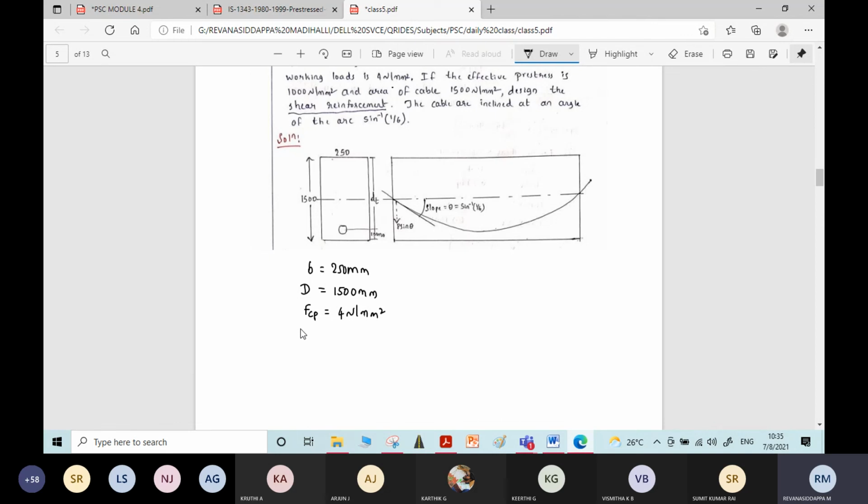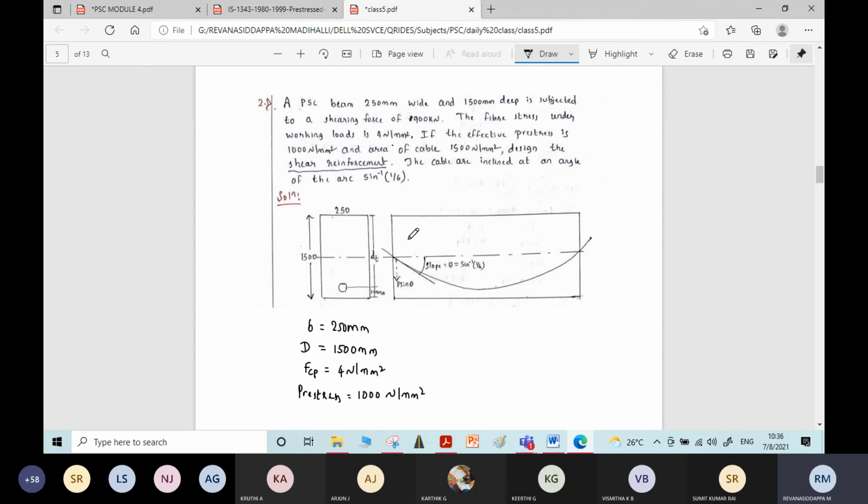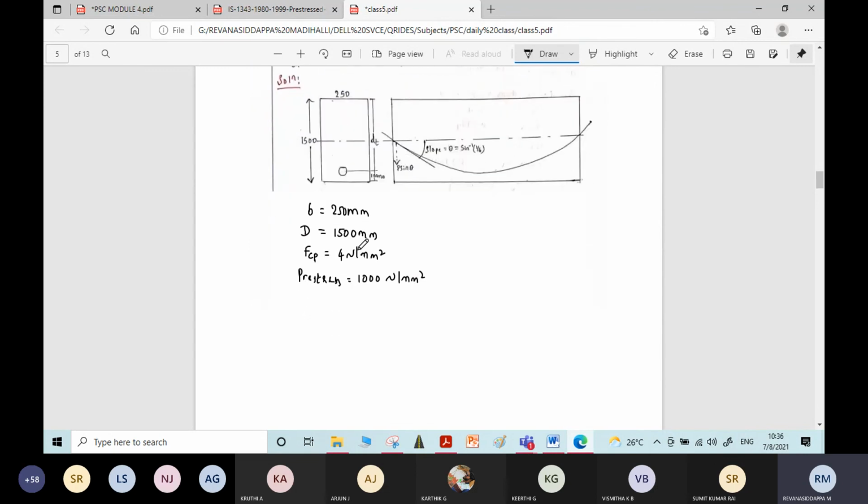The effective pre-stress is given as 1000 Newton per mm square. Area of cable is given, pre-stress is given. You can find the pre-stressing force, right? Area of cable is equal to 1500 mm square.